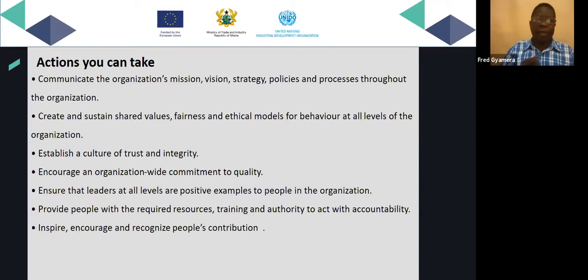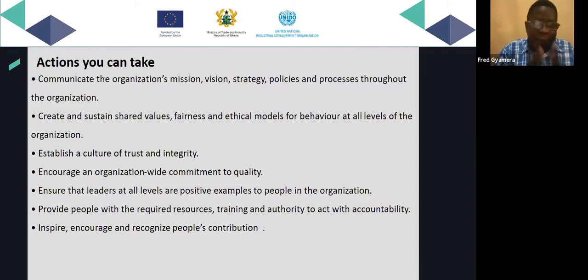So that you'll be able to create and sustain shared values. Fairness and what? Ethical models of behavior at all levels. So we and them, that phrase will not exist in your company. Establish a culture of trust and integrity. Some will say, oh, these are our core values, and they paste them on the wall or on the notice board. What does it mean? Encourage company-wide commitment to quality.